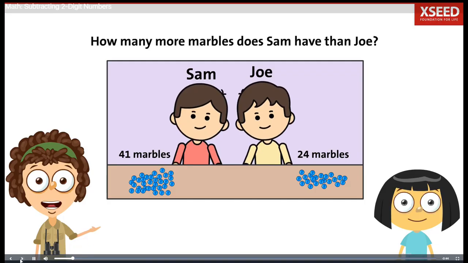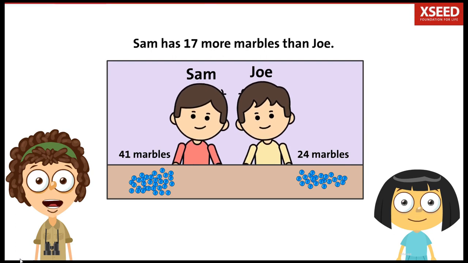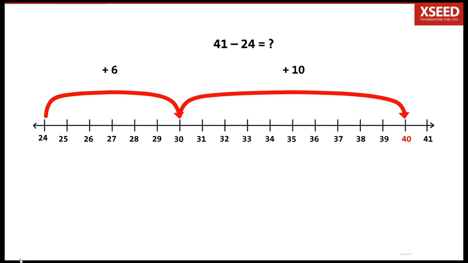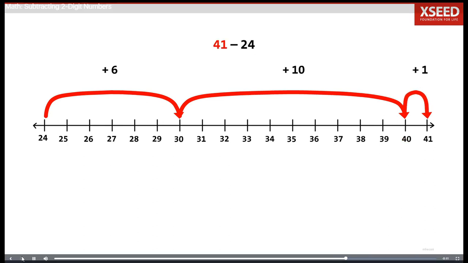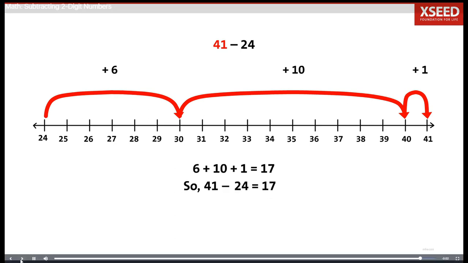Mia, what have you written? Sam has 17 more marbles than Joe. Excellent. We can find the difference by counting up from the number of marbles Joe has till we reach the number of marbles that Sam has. We count it up from 24 to the nearest 10, that is, 30. Then we skip count by 10 to reach 40. Finally, we count it up 1 to reach 41. In the end, we added all the count-up amounts to find the difference between the two numbers.